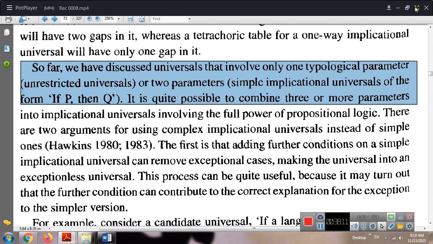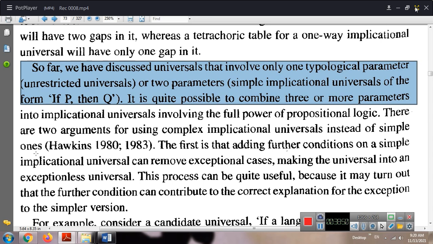There are two arguments for using complex implicational universals instead of simple ones. Dear student, when in an implicational universal we consider just two parameters, it is a simple one. If we have one parameter in a universal, that is an unrestricted universal. But when we have two parameters, we have a simple implicational universal. But when we have more than two, it is a complex implicational universal.